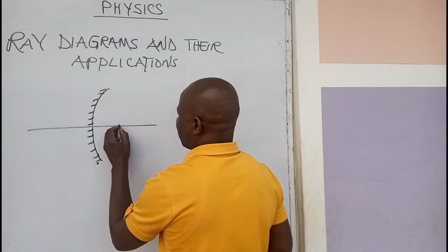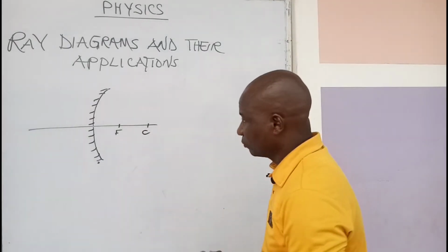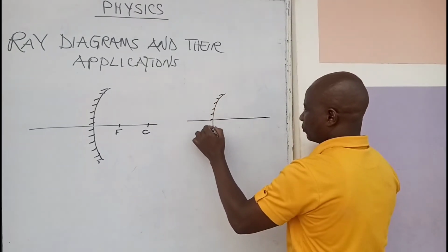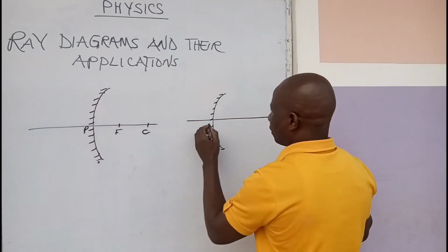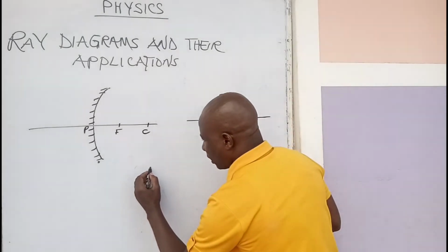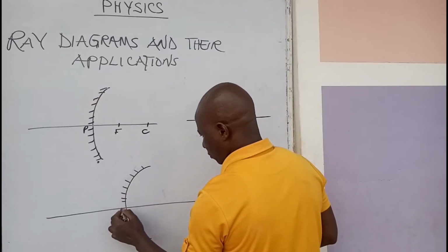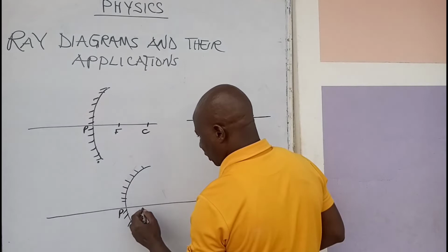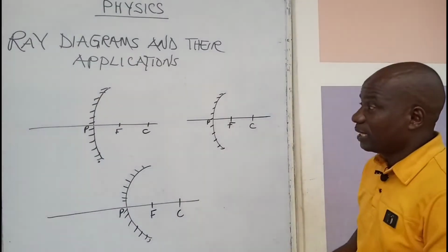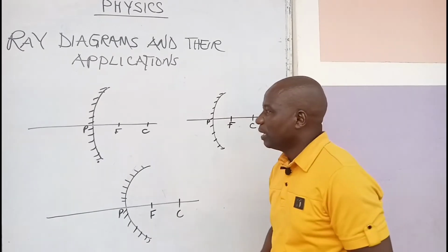Now, we have F and we have C. Again, I have another one: P, F, and C. And the last one, we have P, we have F, and of course we have C. Class, if you understand this principle, the concept, there is no ray diagram that you cannot draw. Now, what are the principles?